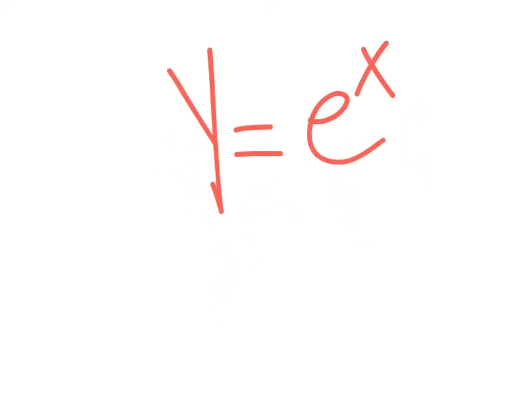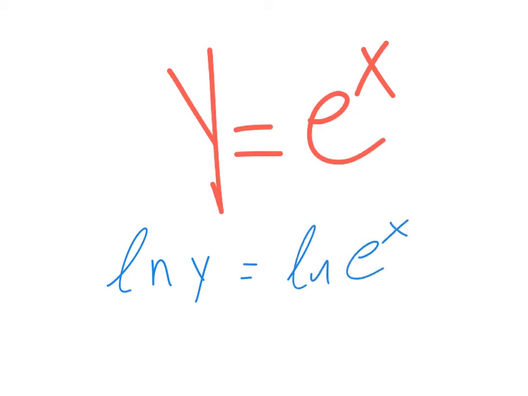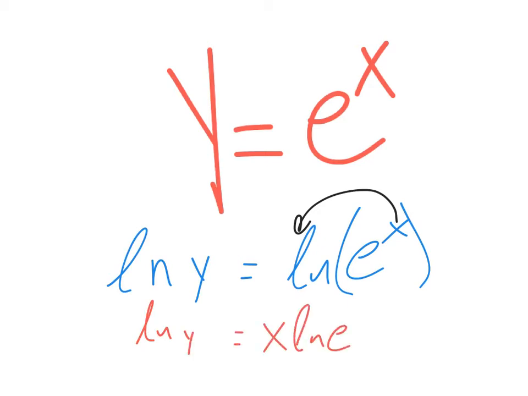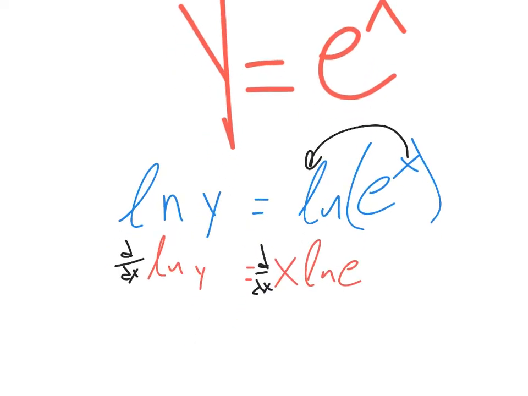All right, and so if we use logarithmic differentiation here, we can rewrite it like this. Take the log of both sides. Then we've got these properties of logarithms that tell us we can bring that x down here. And now we have the natural log of y equals x times the natural log of e. If we go ahead and take the derivative of both sides, we're going to use some implicit differentiation. We get this.